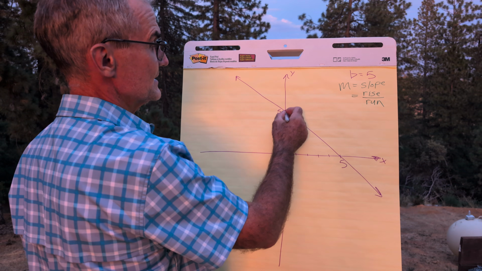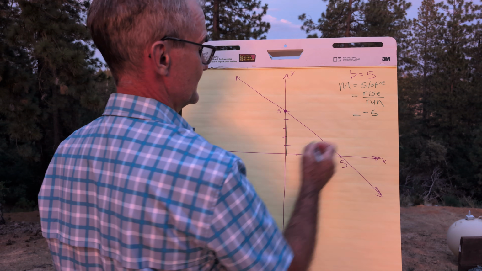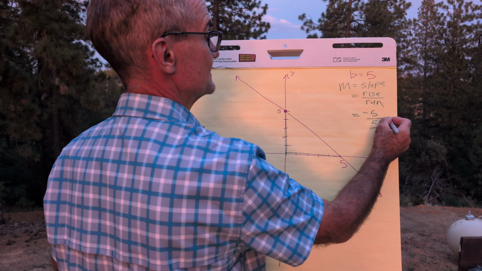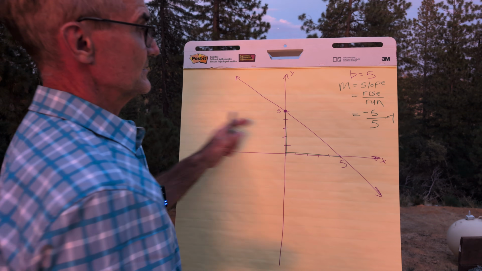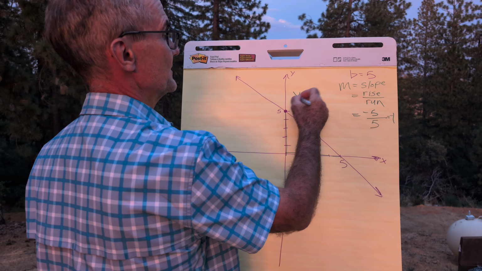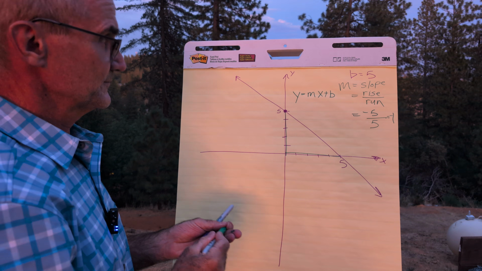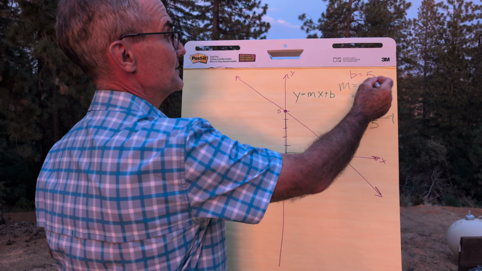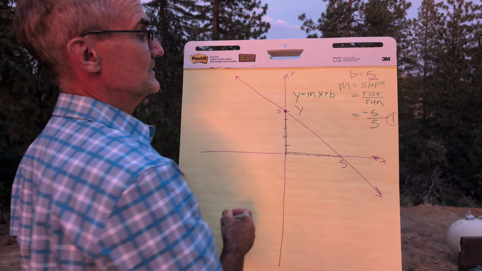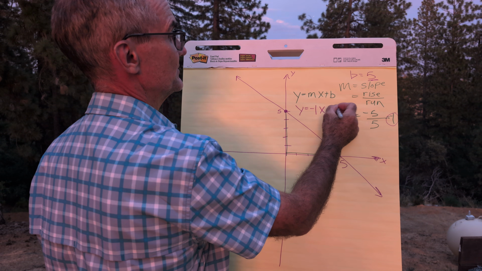So how far do I rise? Well, I go from 5 to 0. So in this case, I rise -5 and I run 5. I could reduce that fraction to -1. So looking at that line, I have a y-intercept and a slope. I'm going to put it in my slope-intercept equation. The general equation is y equals mx plus b, where I take that y-intercept and I plug it in for b, and I take that slope and I plug it in for m. The equation of this line is y equals -1x plus 5.